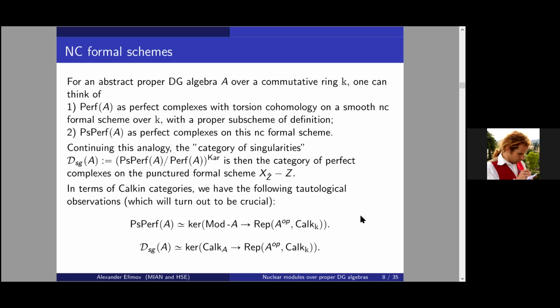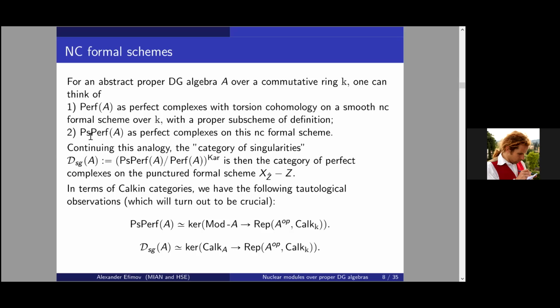Sorry, Sasha, a quick question. Why does a smooth and proper DG algebra correspond just to a non-commutative scheme? Why does a proper algebra correspond to a smooth formal scheme? Smooth and proper is like the case when X equals Z. I want to understand why we are thinking about the proper DG algebra as the smooth formal scheme. Where does formality come from? And second question, what is torsion cohomology?